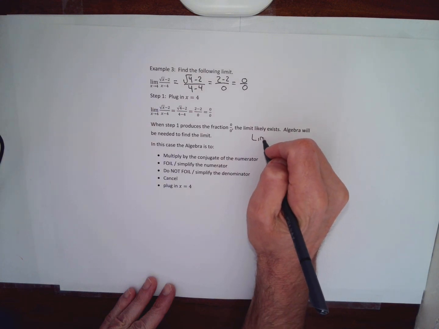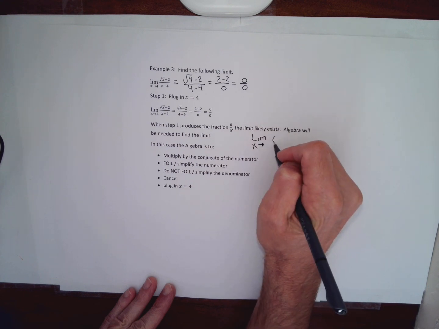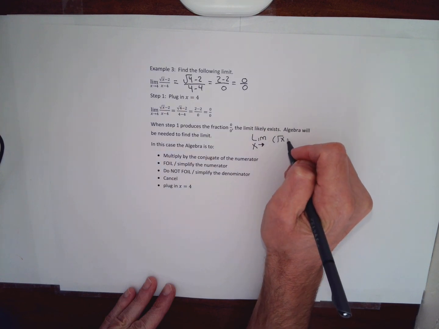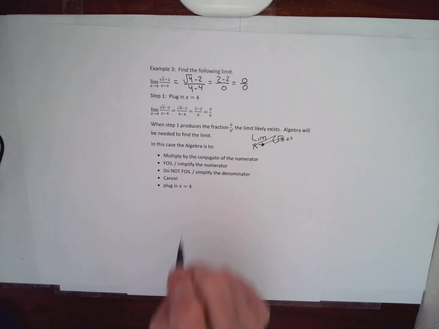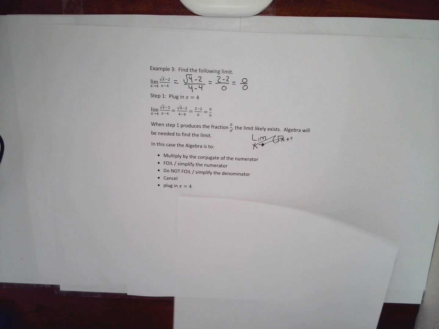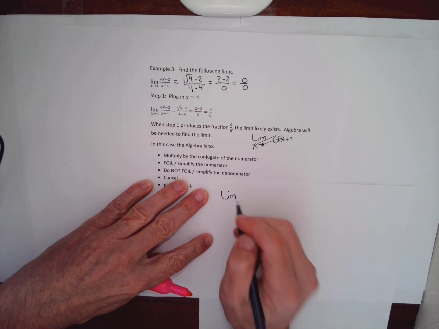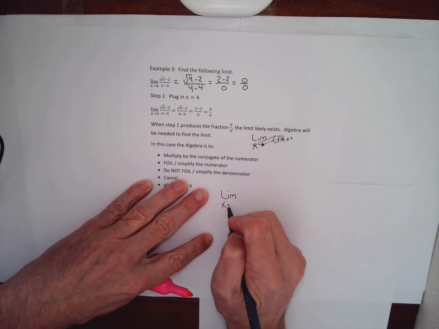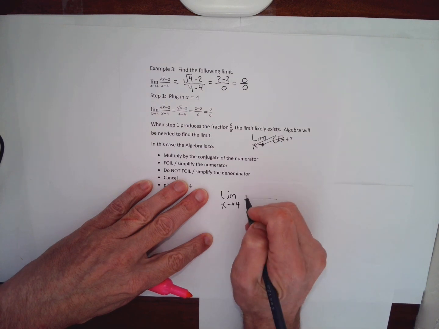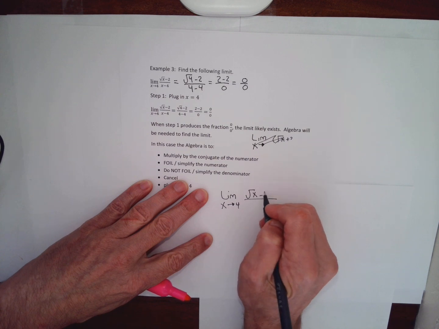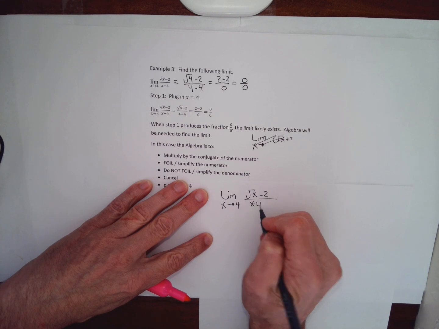I'm going to multiply by the conjugate of the numerator. The conjugate of the numerator is the numerator with its sign changed. And what I mean by multiplying by the conjugate of the numerator is to multiply both the numerator and the denominator by the same conjugate. If I multiply the numerator and the denominator of a fraction by the same expression, then I just change what the fraction looks like, but not what it equals. I can't even write this down.